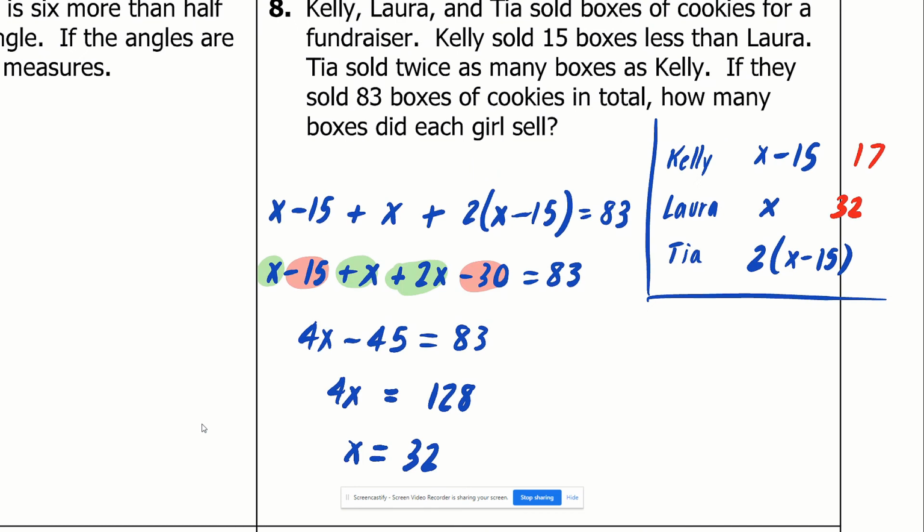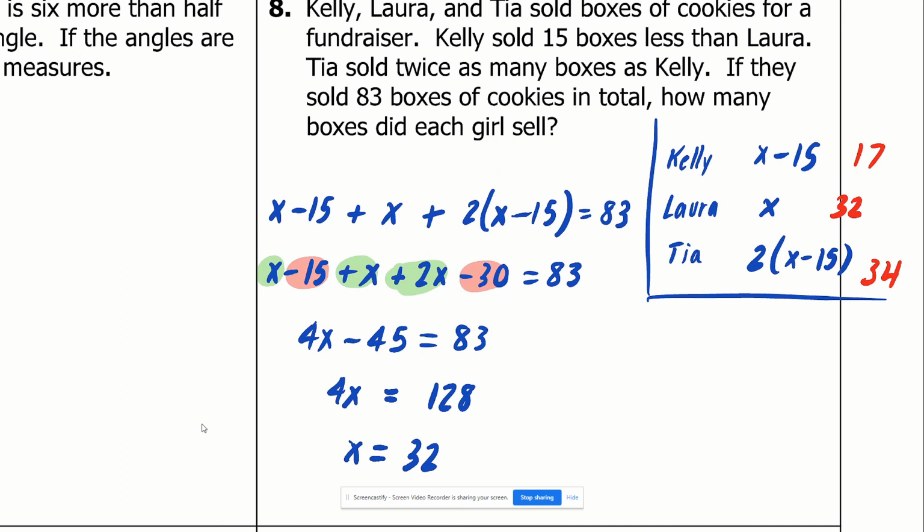And then didn't Tia sell 2 times Kelly's 17? That's 34 boxes. So Kelly sold 17, Laura sold 32, and Tia sold 34. If you want to, you can always go back and add those up. What should it equal? It should equal 83. Did it? Anybody try it? Yeah. It does. Okay? It does.